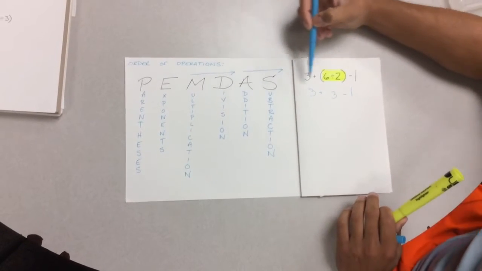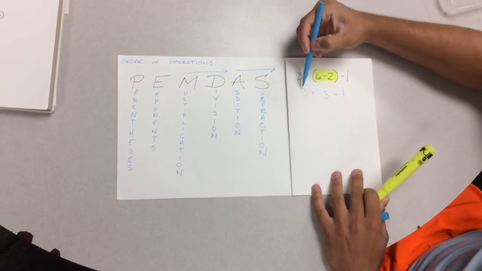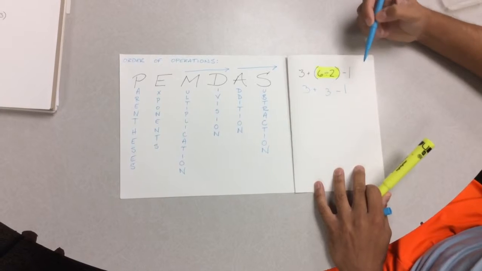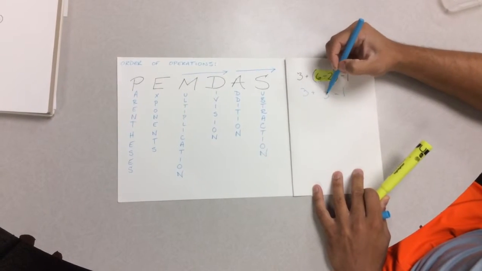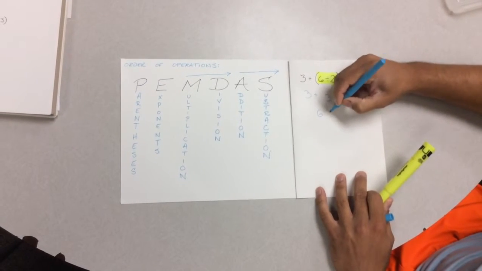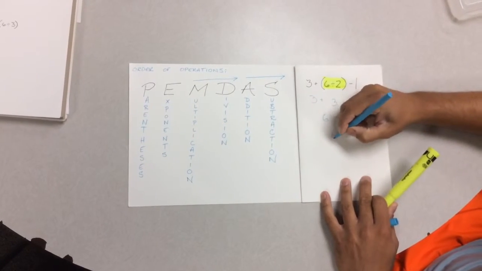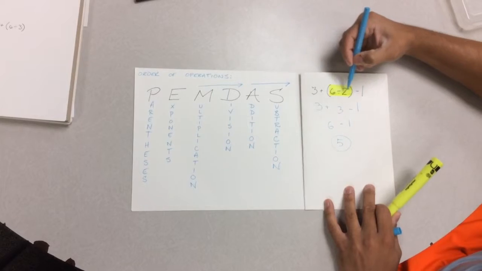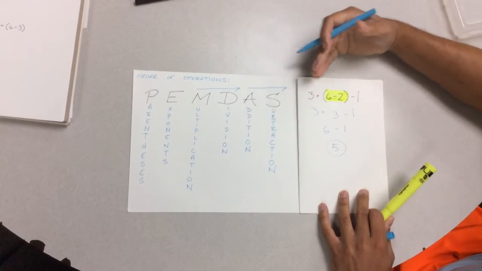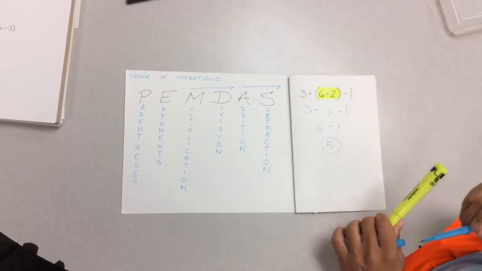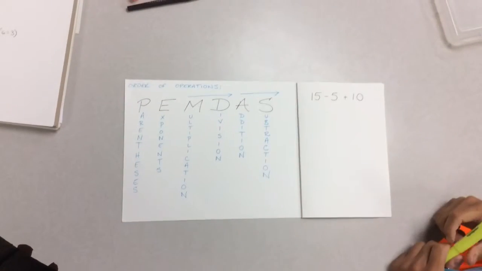Addition and subtraction. I do have addition and subtraction, so I'm just going to work this problem from left to right using those. So 3 plus 3, I know is 6. Rewrite the rest of the problem. 6 minus 1, simple enough, 5. So again, using order of operations, I've cleared this monstrous problem down to something a little bit simpler using step-by-step.